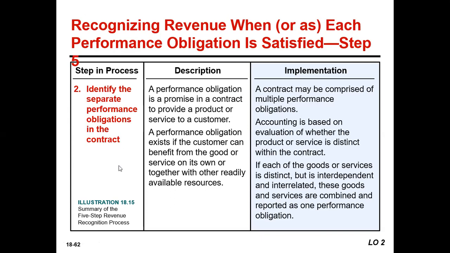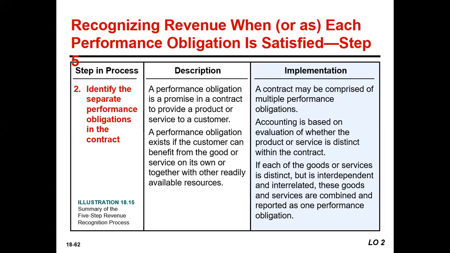A performance obligation exists if the customer can benefit from the good or service on its own or together with other readily available resources. Implementation: a contract may be comprised of multiple performance obligations, not only one. The multiple performance obligations were already explained to you earlier, especially the handler example. Accounting is based on evaluation of whether the product or service is distinct within the contract.